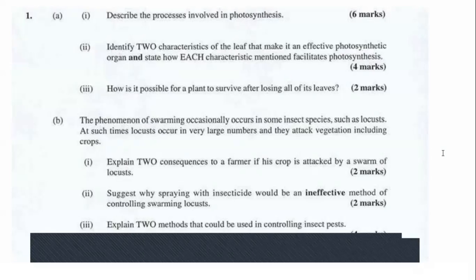Ready? Yes, miss. All right, it says explain two consequences to a farmer if this crop is attacked by a swarm of locusts. All right, my screen is going that black thing again.